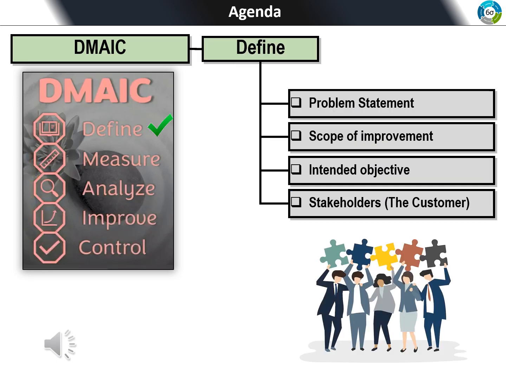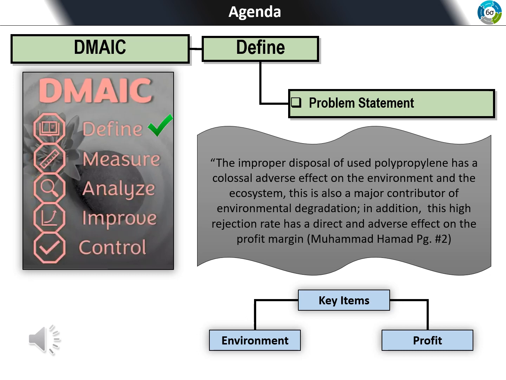The first step under DMAIC is define. Under define, we will cover problem statement, scope of improvement, intended objective, and identifying the customer, the stakeholders. Problem statement: the improper disposal of used polypropylene has a colossal adverse effect on the environment and on the ecosystem. This is also a major contributor of environmental degradation. In addition, this high rejection rate has a direct and adverse effect on the profit margin. Keywords on the problem statement are environment and profit.